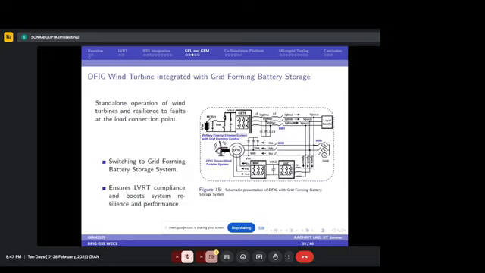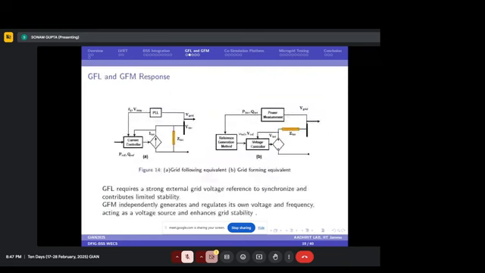So this is the basics of grid following and grid forming. There are different approaches for grid forming, such as droop control, the virtual synchronous based controls, and the synchrophasor controls.